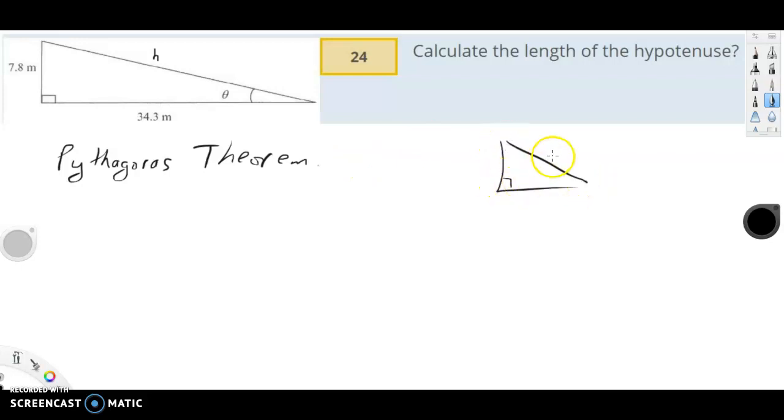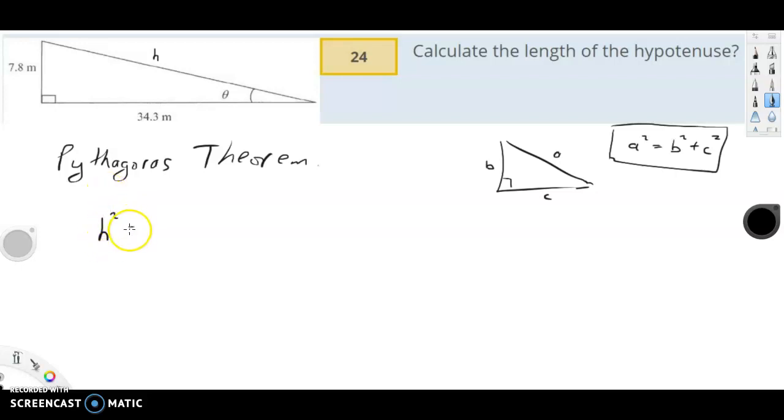There's a right angle, and that's A, the length A, that's the length B, and that's the length C. Well, Pythagoras just says that A squared, the length of A squared, equals the length of B squared plus the length of C squared. So this simple rule is easy enough to use. So for us, we're looking for H.